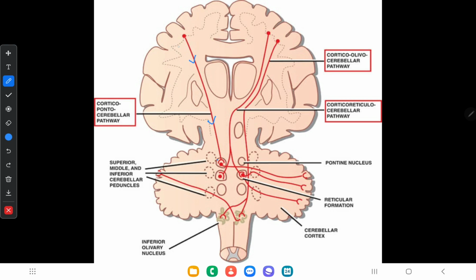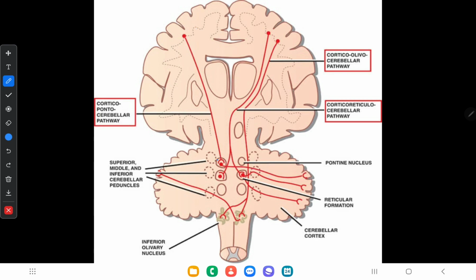In the cortico-pontocerebellar pathway, you can see fibers arise from the frontal, parietal, temporal, and occipital lobes of the cerebral cortex, and they pass through the corona radiata, internal capsule, and pontine nucleus and terminate in the cerebellum. Here it crosses the midline and ends up in the opposite hemisphere of the cerebellum. It goes through the middle cerebellar peduncle.